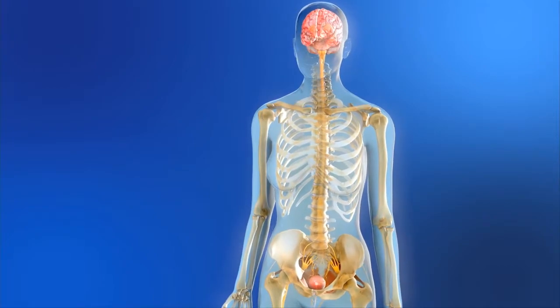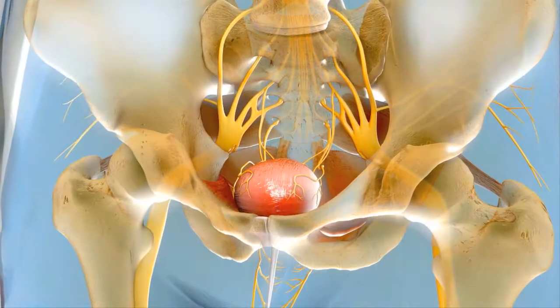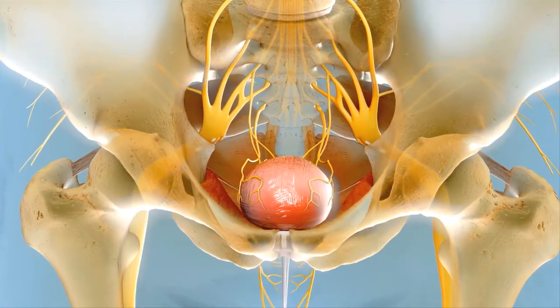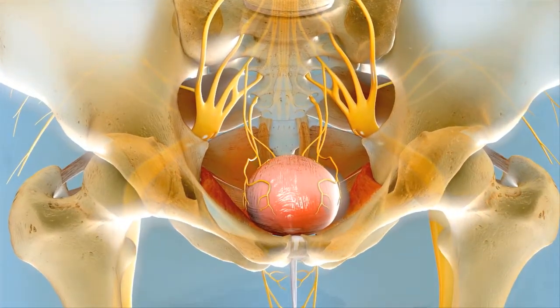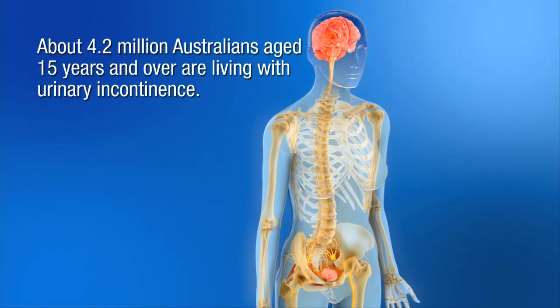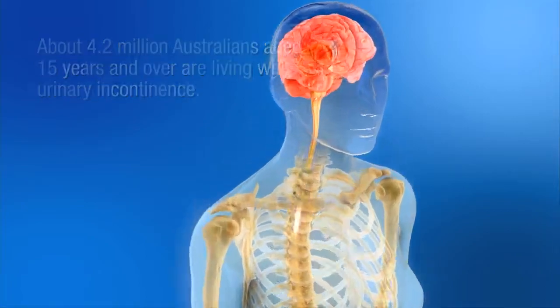Overactive bladder, or OAB, is a urologic condition defined by urinary urgency with or without incontinence, urinary frequency, and/or nocturia. About 4.2 million Australians aged 15 years and over are living with urinary incontinence.